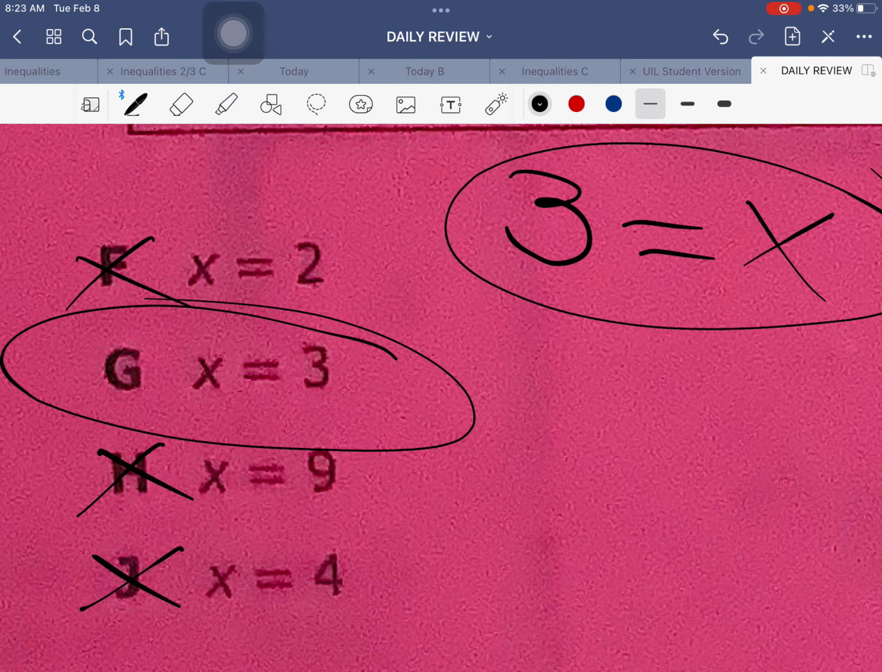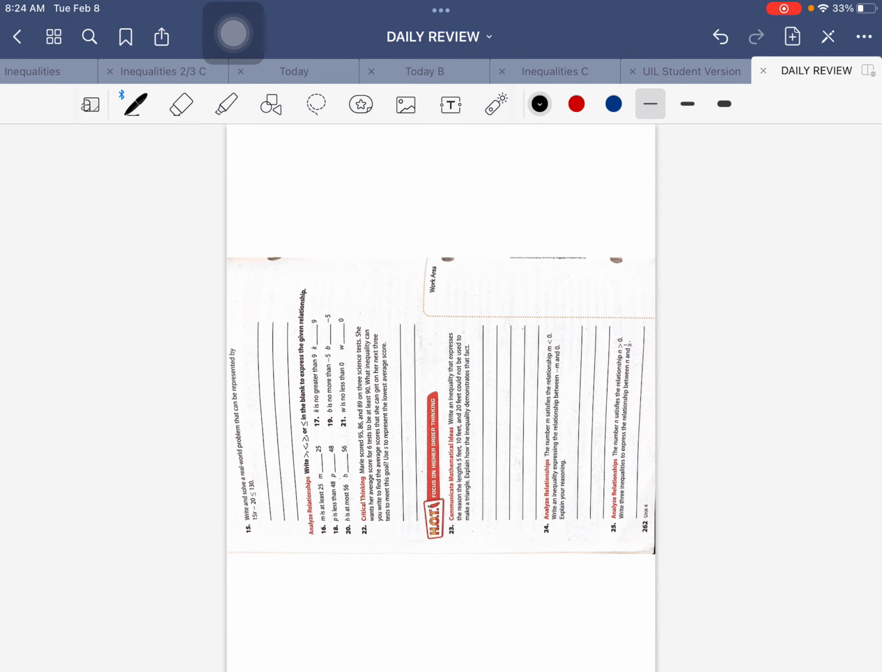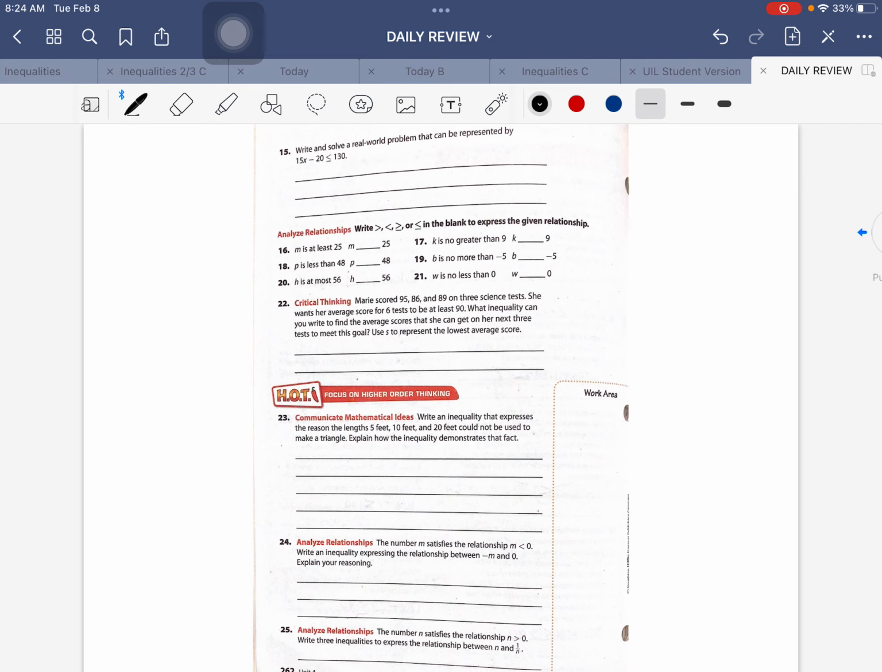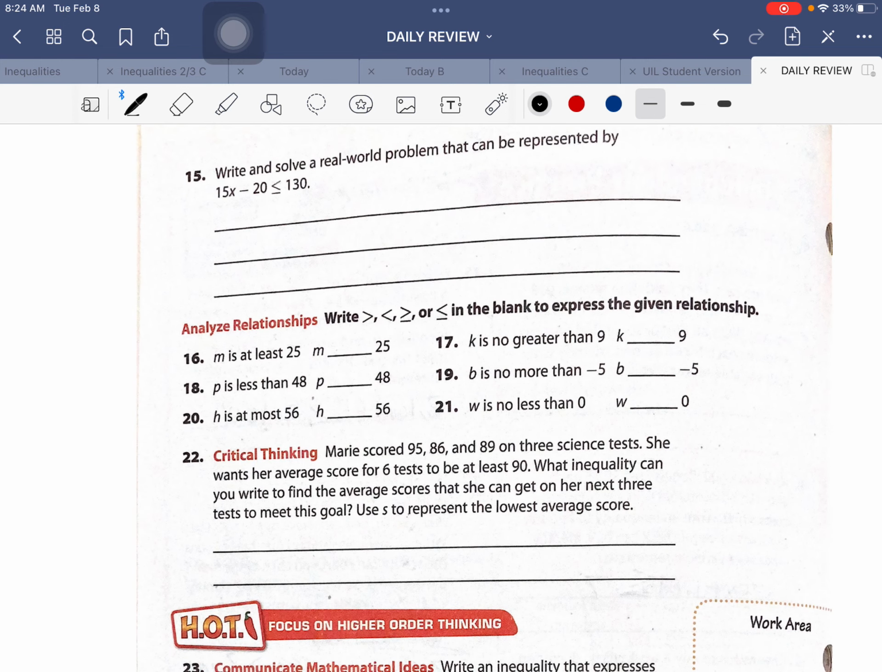Okay, now, what I want you to do is get your workbook out, please. Now, Mr. Armando's going to go around picking up the daily reviews. Meanwhile, let me go ahead and flip this page. There we go. I want you to go to page 262.